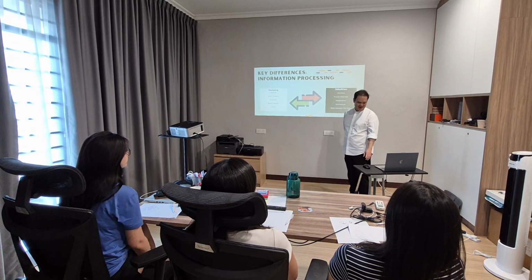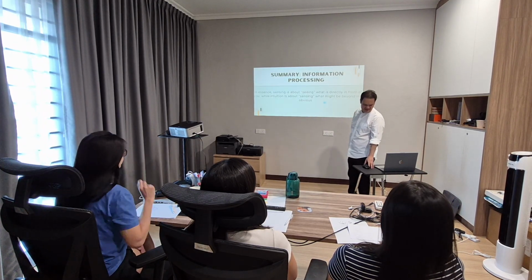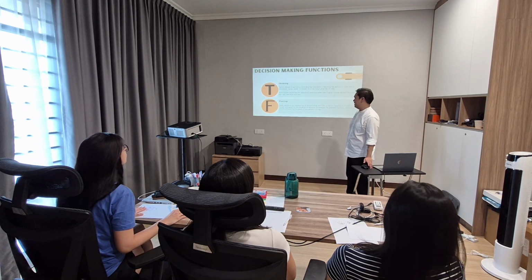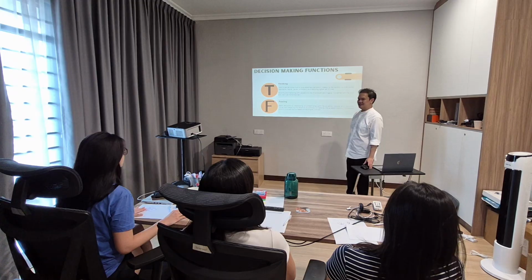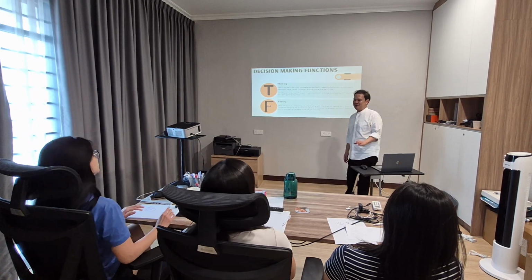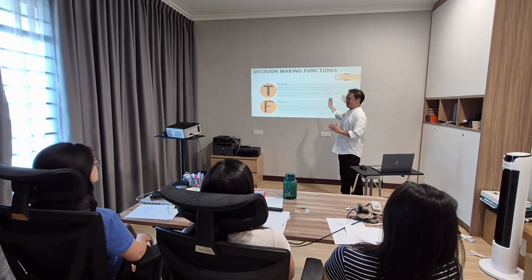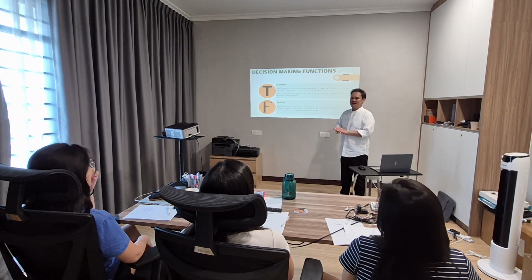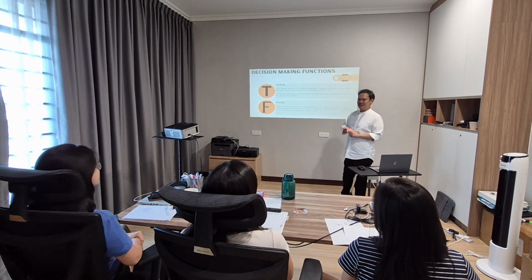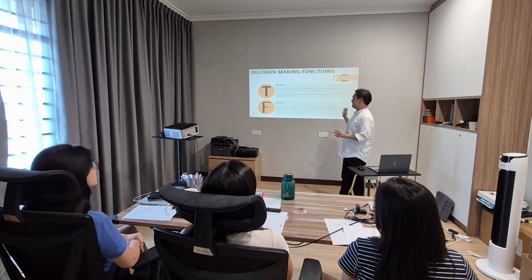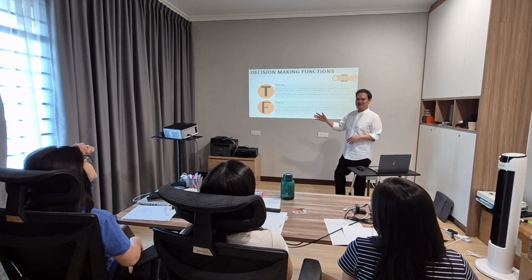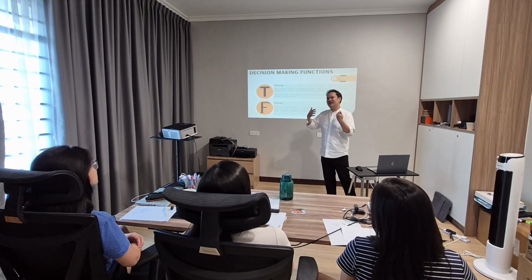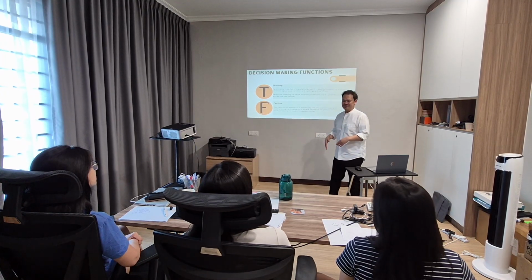We will then move on to the third dimension of the MBTI, which is your decision making functions. If you remember, in the start we did energy levels, and then we did information processing. Now we're doing how decisions are made. This is actually very closely related to information. How you process your information will then lead to how you make your decision.